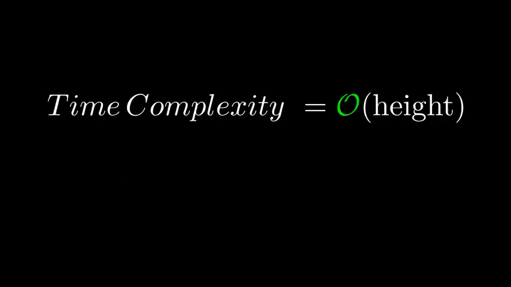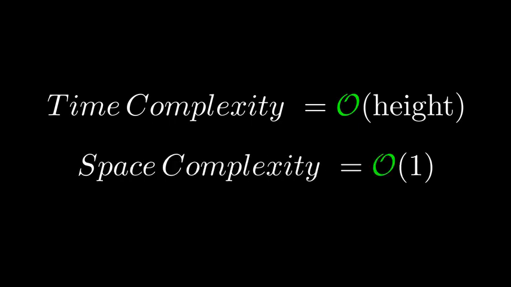The time complexity in this case is also proportional to the height of the tree. However, the space complexity is now constant, because the iterative method only requires a fixed amount of memory to store a few pointers, such as current and parent, during traversal.